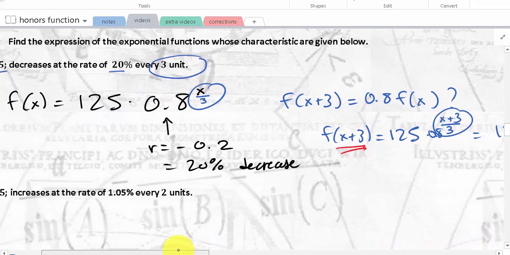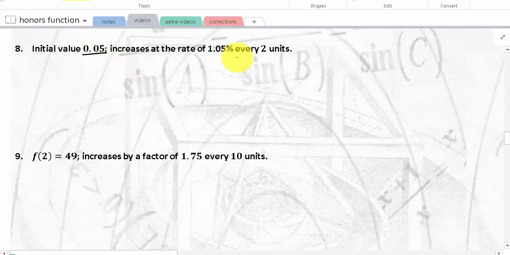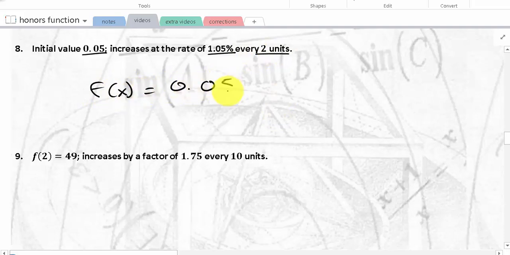This is what you do. Very, very simple. Let's go over the next example. So here, the initial value is 0.05, and the increase is 1.05% every 2 units. So check it out. Very easy, right? So initial value, 0.05 times, okay, this is an increase, right? So it's 1 plus, so it's 1 point, and R is 0.01%, so 0.0105, right? No, that's one too many zeros. Sorry about that. So here we go. This is 0.105. That's it. Right here, you get your 1.05%, right? Here we go. That's my R.